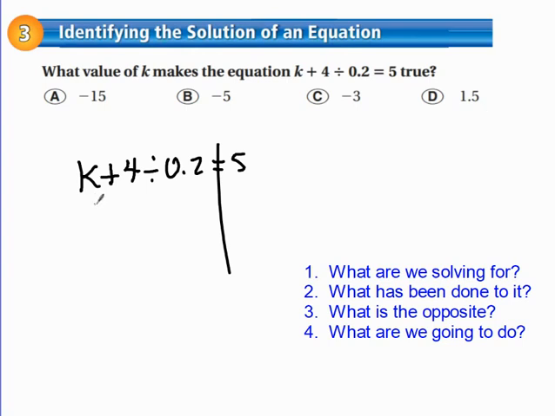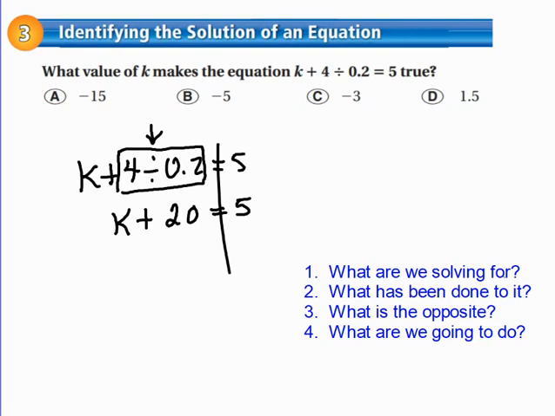So if we are trying to solve this and we have this part here, we can actually do that first thing. We can say k plus, and then we can do that. What is 4 divided by 0.2? If you did 4 divided by 0.2, you would get 20, equals 5. So we simplified first by combining like terms. In this case, combining like terms means that we are dividing, not adding or subtracting. So we're going to do that first, and then we're going to solve like normal.